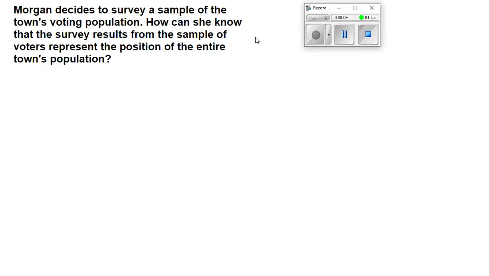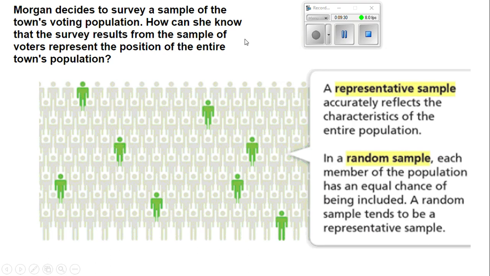In our example here, it says Morgan decides to survey a sample of the town's voting population. How can she know that the survey results from the sample of voters represent the position of the entire town's population? Well, a representative sample accurately reflects the characteristics of the entire population. We do this because they represent the topic that we're talking about. Let's just say in this case, we're talking about the voting population. That would include everybody. So that would be a representative example you could take from any place.